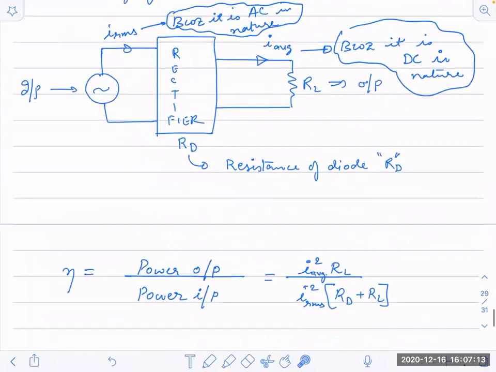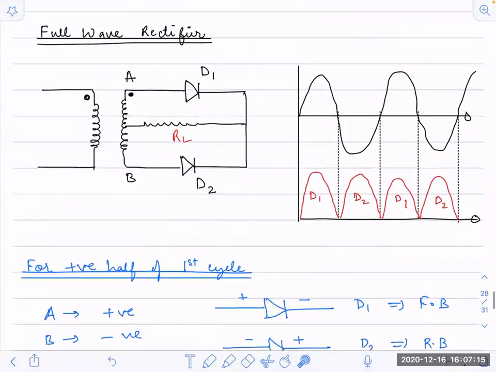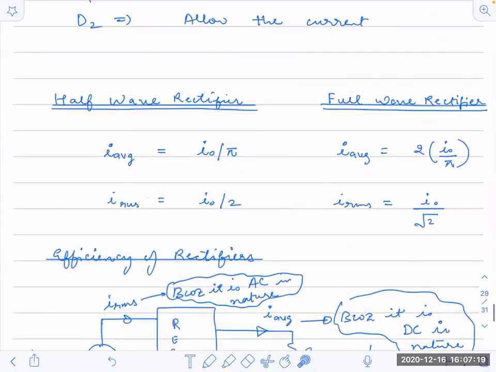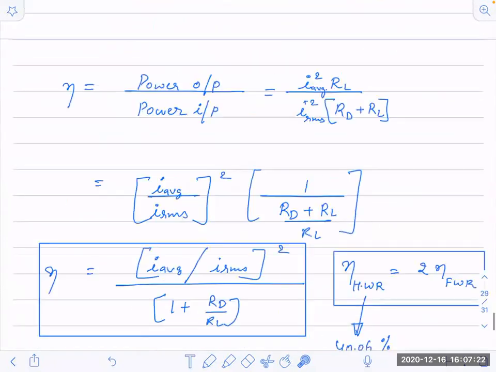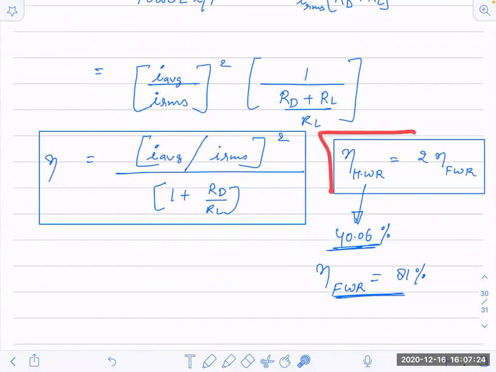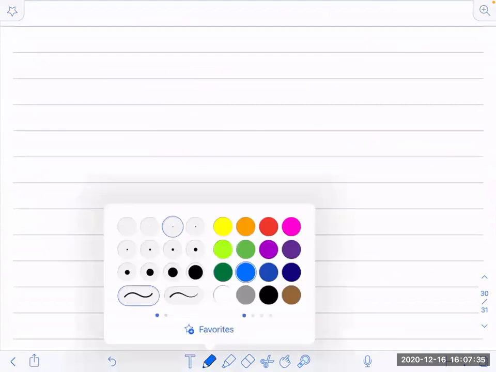NEET, what they will ask you, they will just ask you this graph. Okay, one thing they can ask you. Second thing what they can ask you is these values. They will not ask you the numerical part. Okay, for NEET students, the numerical part in this exam is very less.